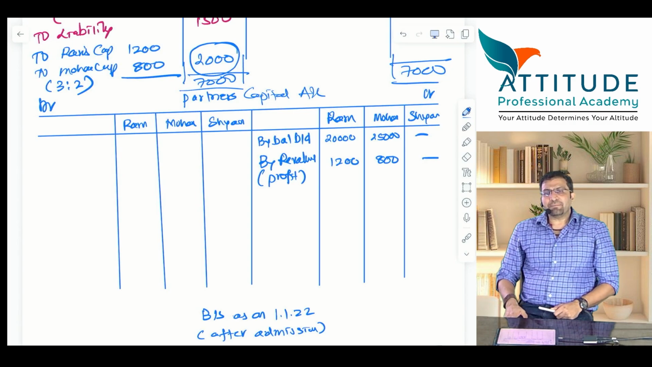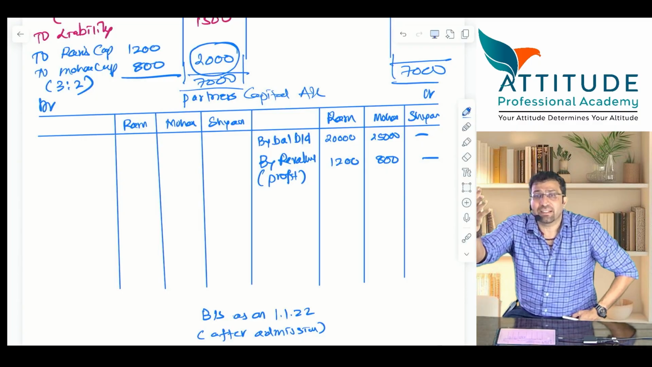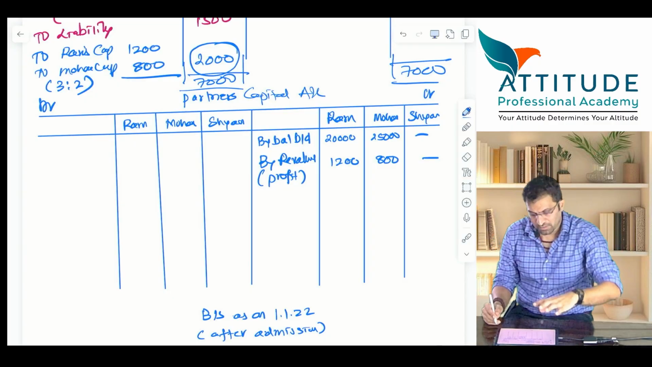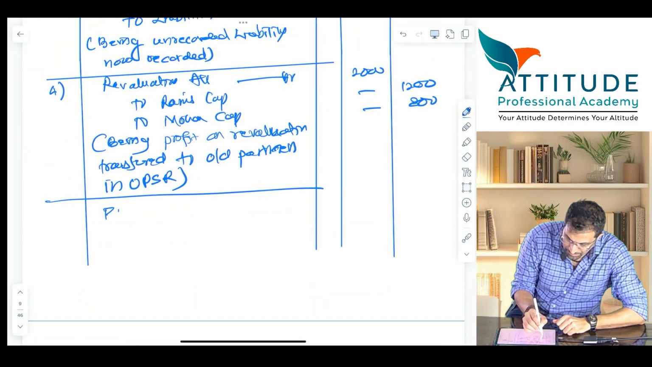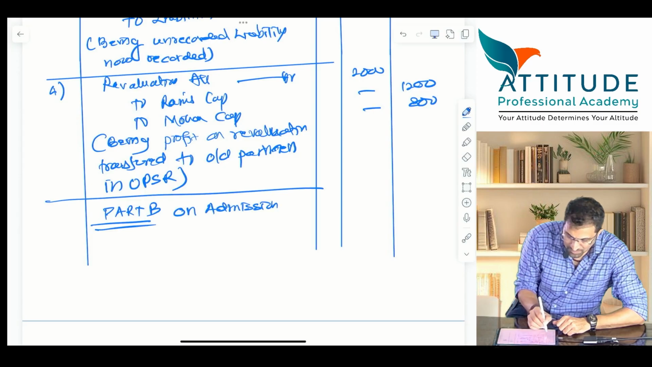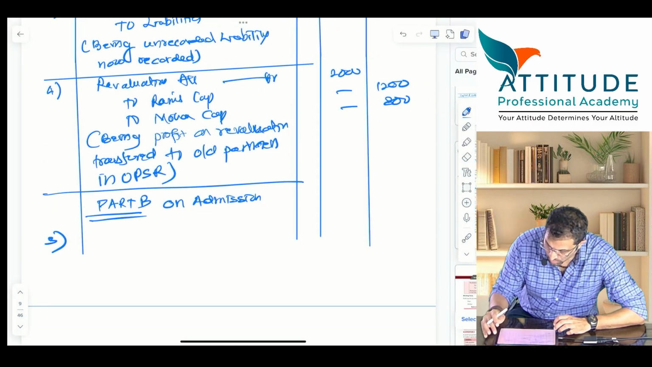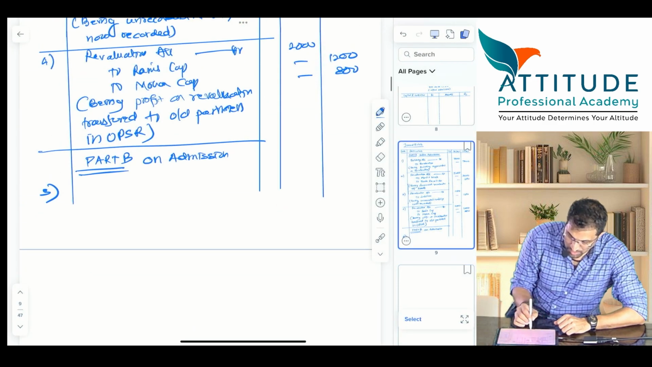हैव आई डन विद पार्ट ए? Part B. बोलो बोलो. Part B. On admission. Very good. Shall we go ahead? Okay. On admission. आ जाओ. Part B. On admission. Fifth one. Entry. बताओ. आ जाओ, बताओ भाई.